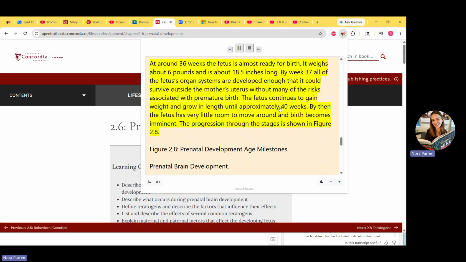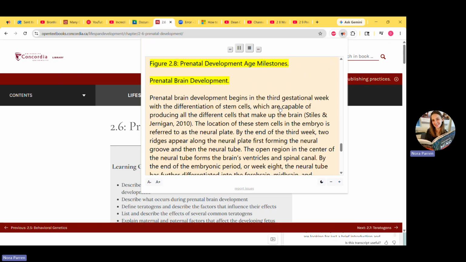The fetus continues to gain weight and grow in length until approximately 40 weeks. By then the fetus has very little room to move around and birth becomes imminent. The progression through the stages is shown in Figure 2.8. Figure 2.8, Prenatal Development Age Milestones.